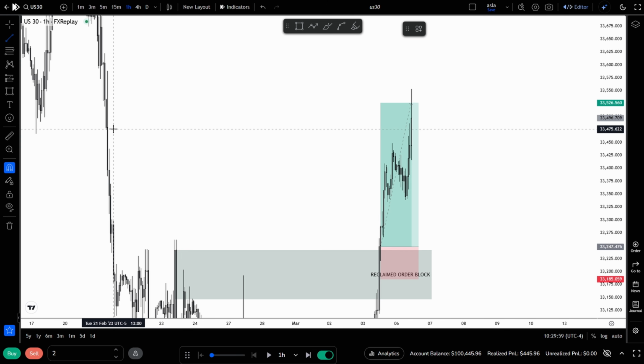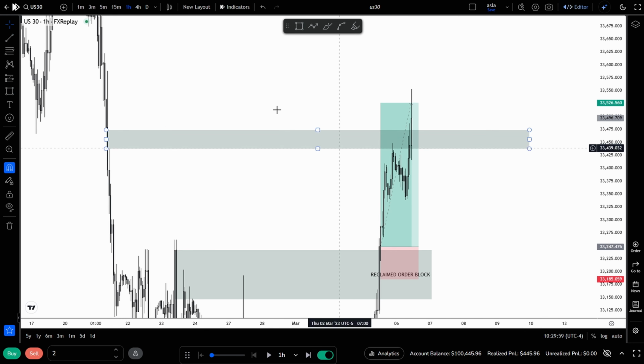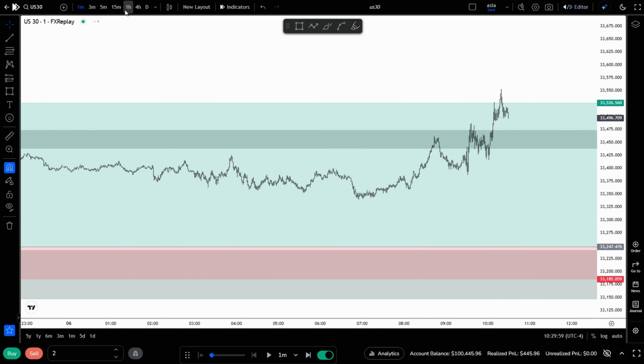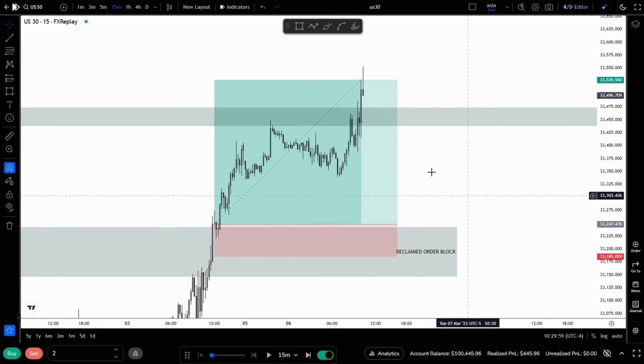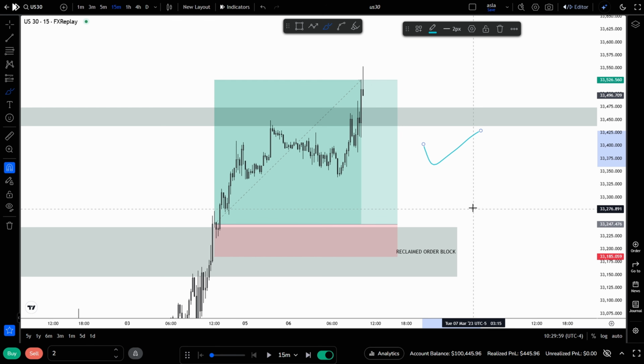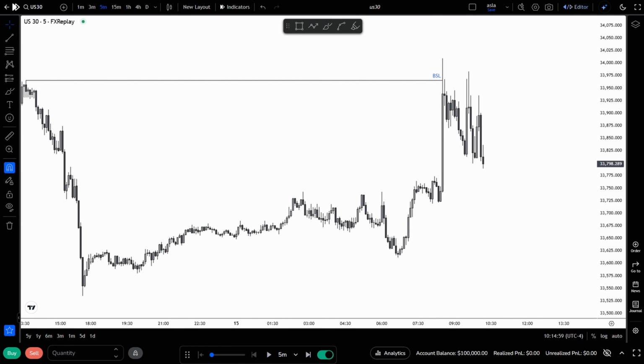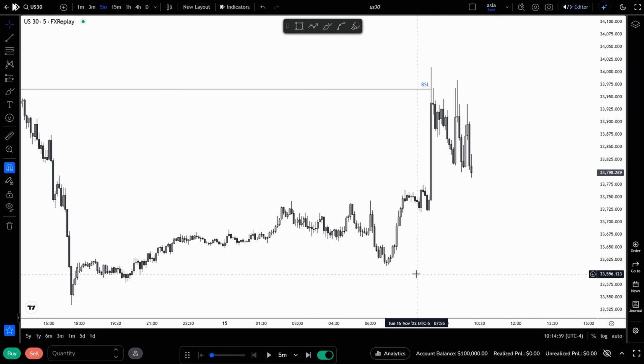And as you can clearly see, when price comes back to the level, it finds support from the reclaimed order block and moves higher. This confirms that the level is now functioning as support instead of resistance, validating the reclaimed order block concept. So folks, let's move on to our third example.